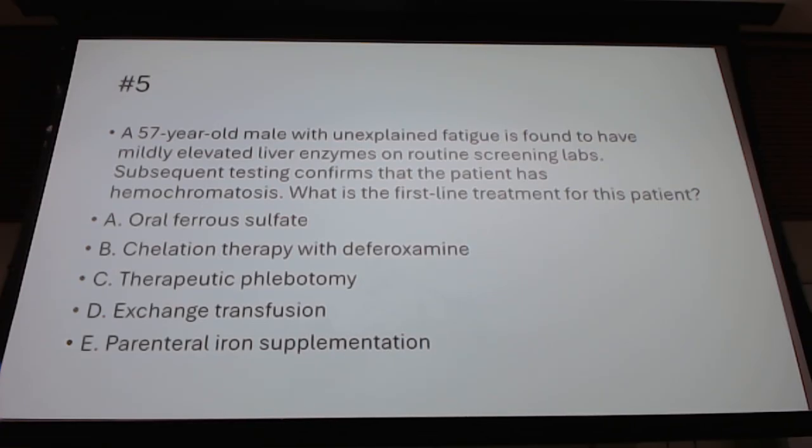Hemochromatosis. How do we treat it? What's the first line for treating this? Well, they're holding on to too much iron, so giving them more iron is out, whether that's oral or through IV. So we're down to B, C, and D.